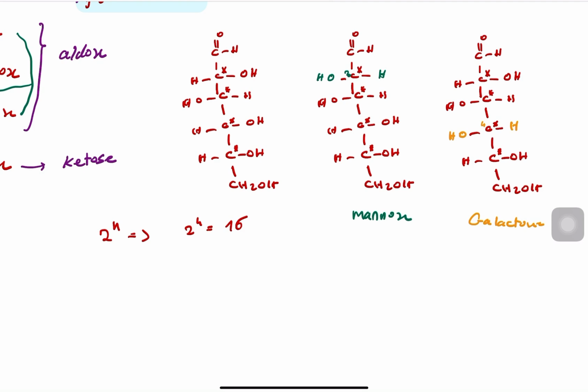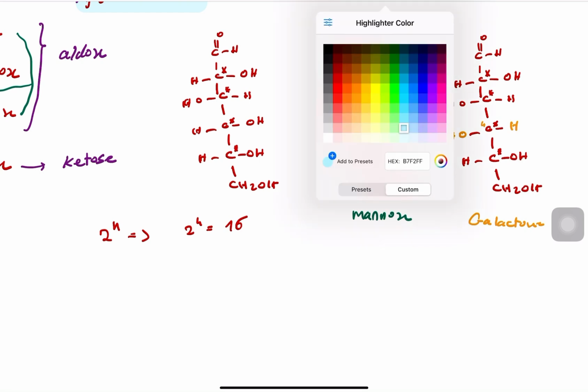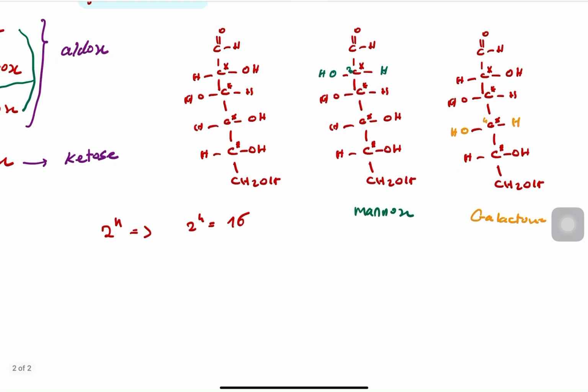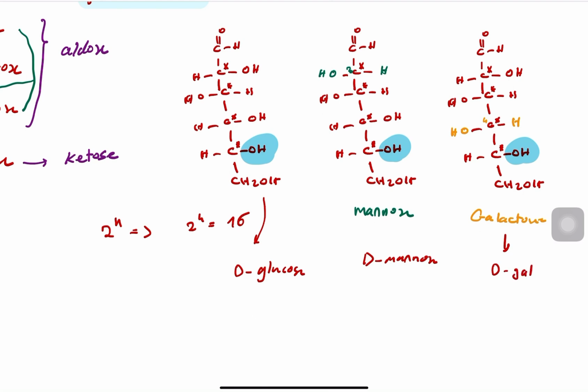All of them are D. As you see, the last chiral center or carbon number 5, if the OH group is in the right side, in the last chiral center, it will be D, or left side will be L. Then it is a D glucose, it is a D mannose, and it is a D galactose.